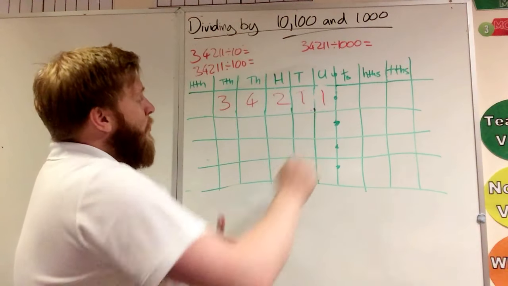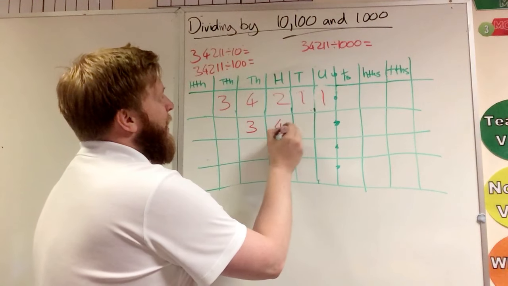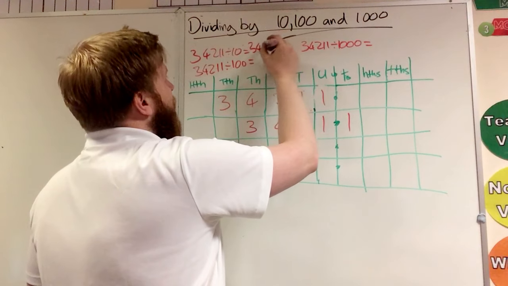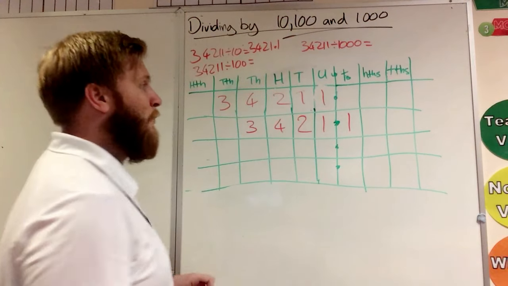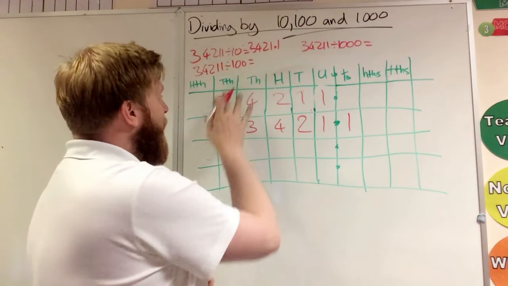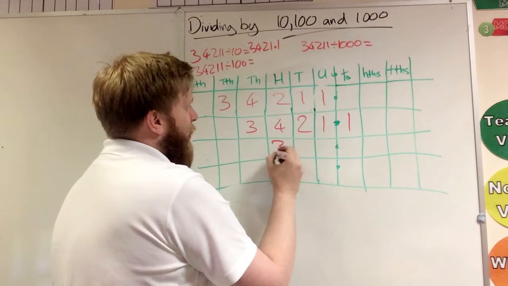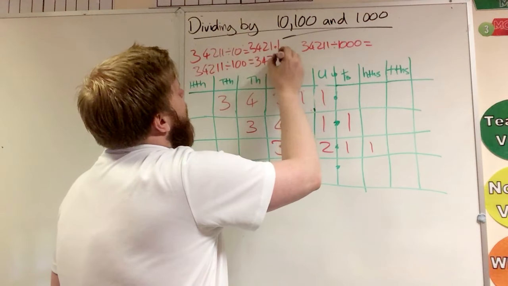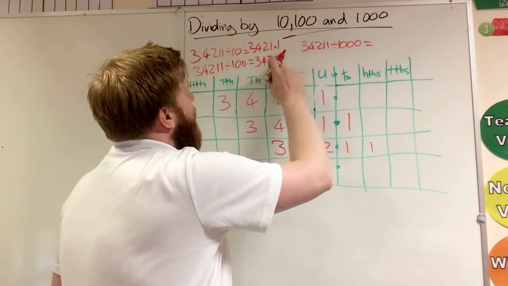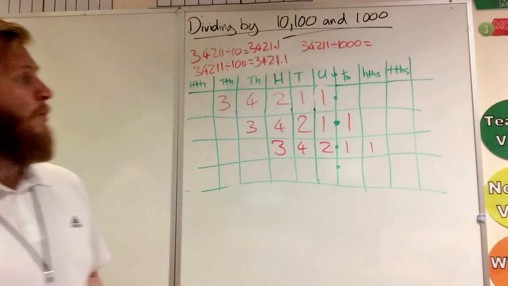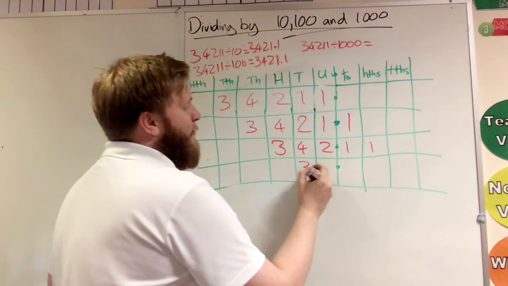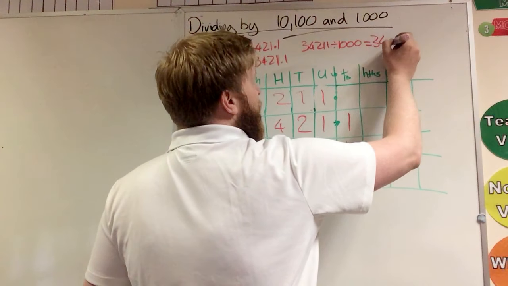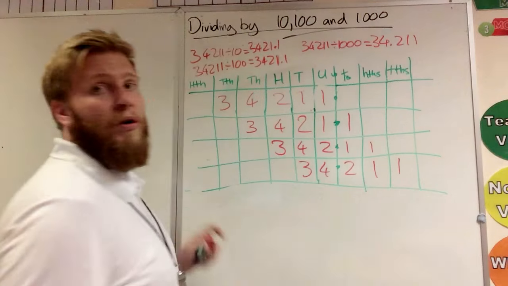34,211. We're going to move everything 1 place to the right to make it 10 times smaller, and we get our answer, 3,421.1. When we divide by 100, we move everything 2 places to the right to make it 100 times smaller. Oh, I put my decimal place in the wrong place. And lastly, when we're making it 1,000 times smaller, we move it 3 places to the right. So we get 34.211.